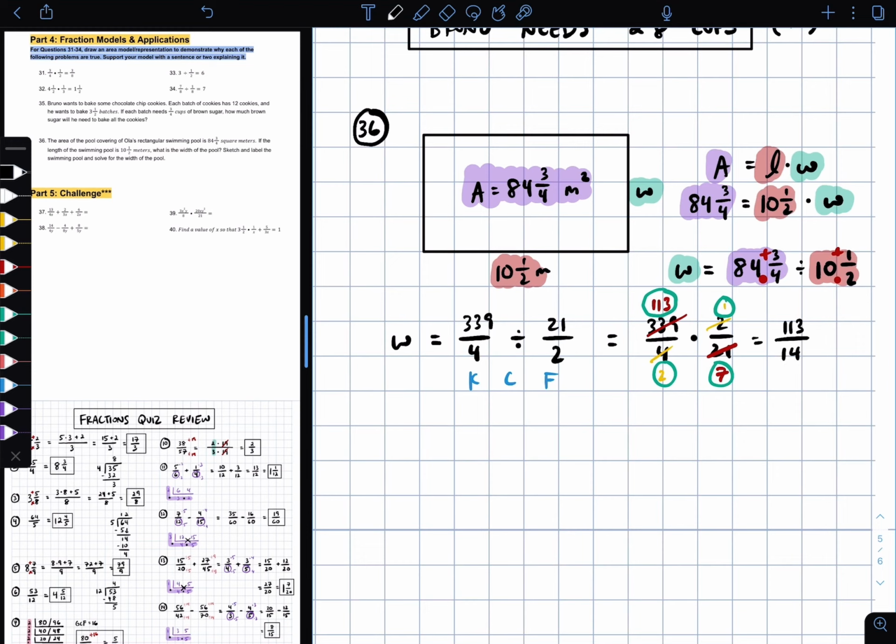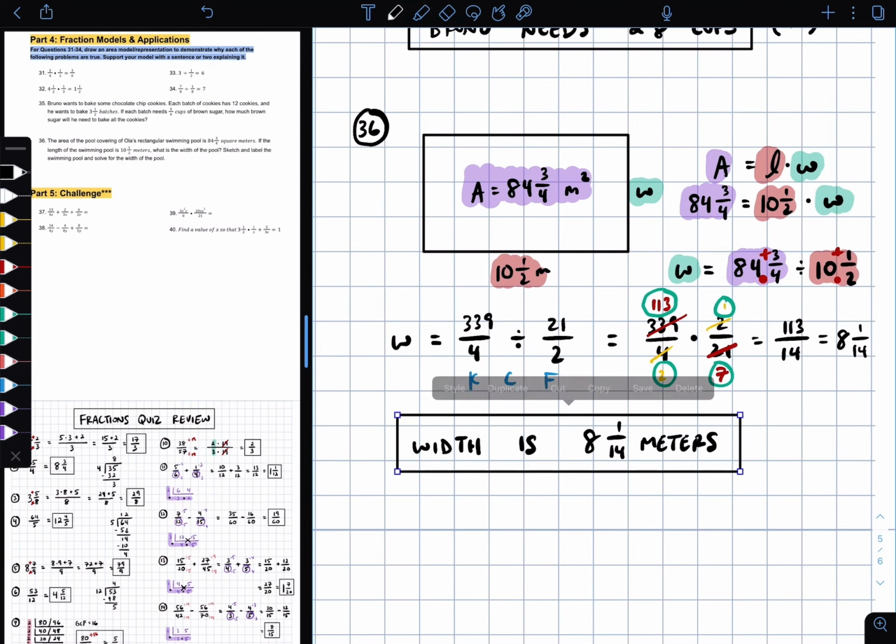So how many times does 14 go into 113? I think it goes in 8 times. What's 8 times 14? 112, right? I think 112. So I think it's off by 1. You can check me on that, but 8 times 4 is 32, 80 plus 32 is 112, plus 1. Yeah. So I think the width here is 8 1/14 meters. Just like that. All right. And there you have up to number 36 right now. Okay.